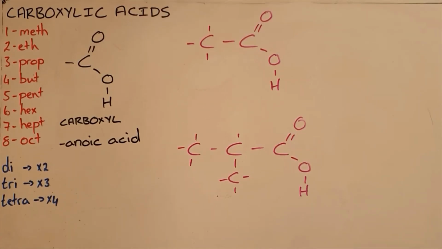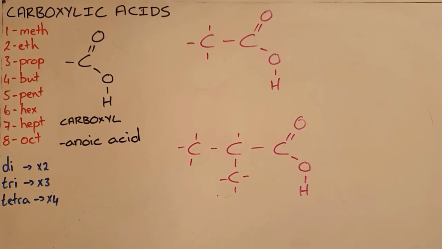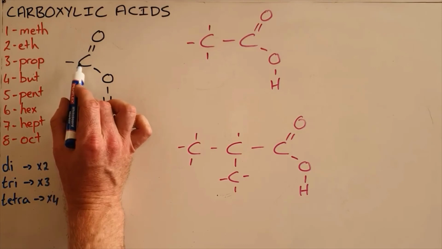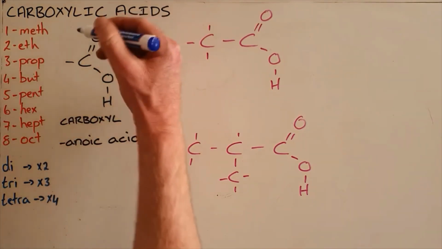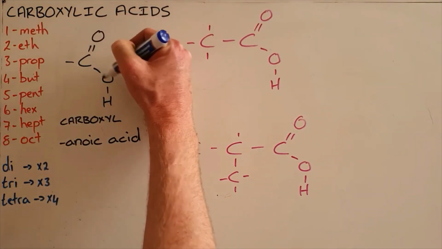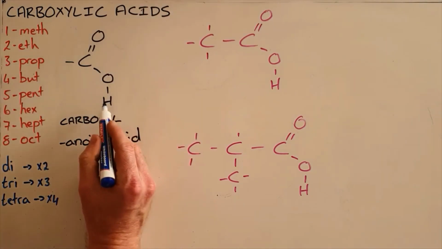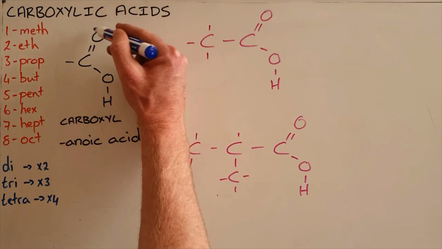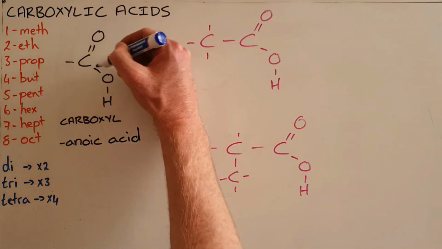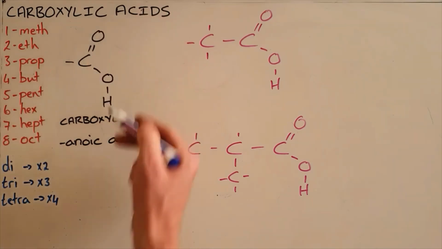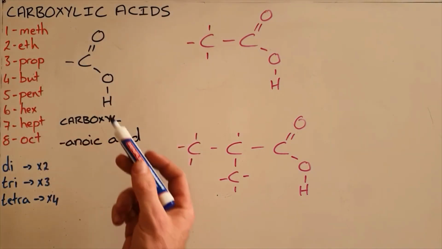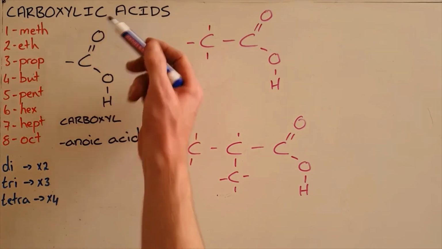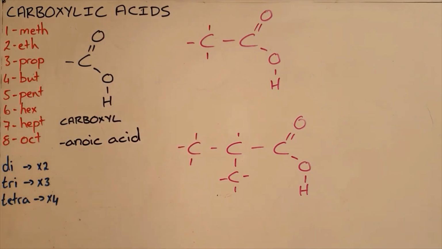Carboxylic acids are organic compounds that contain what is called the carboxyl group. The carboxyl group is a carbon that is double bonded to an oxygen and single bonded to an oxygen, which is in turn bonded to a hydrogen, which, as you can see, looks a lot like the carbonyl group and hydroxyl group that are attached together, which is where the name comes from. Any compound that contains this carboxyl group is called a carboxylic acid and gets the suffix anoic acid.